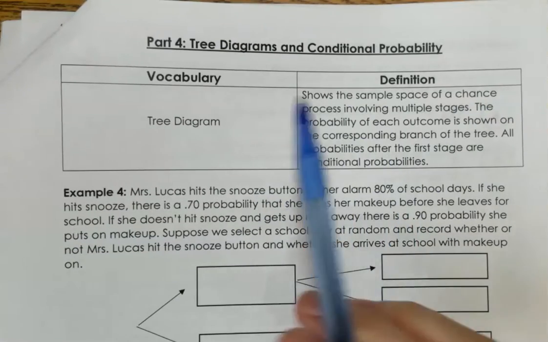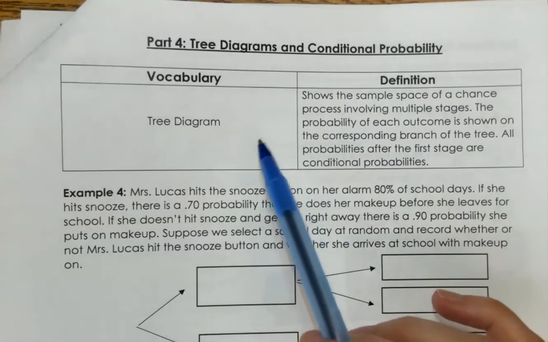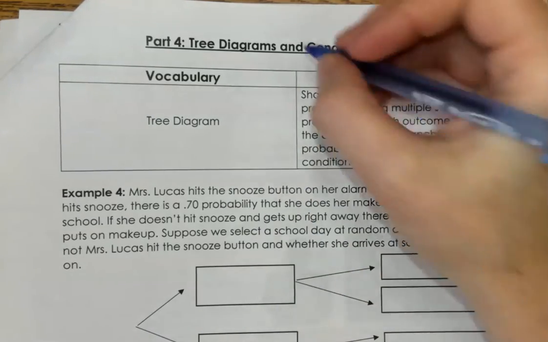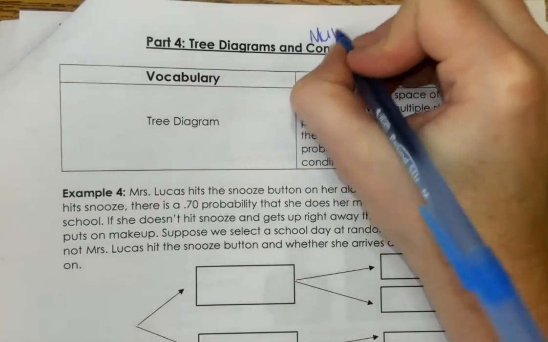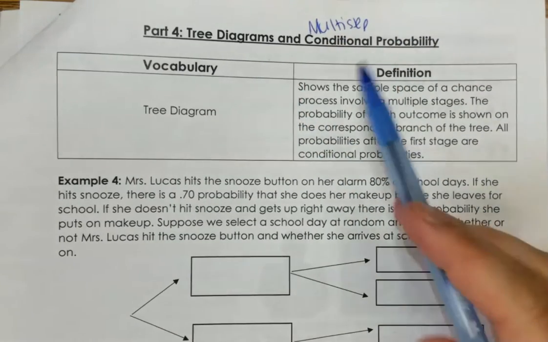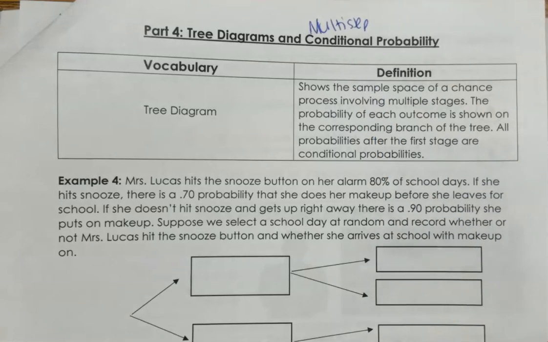All right, now we're dealing with the rest of the packet that we weren't able to get to in the live session, tree diagrams. So tree diagrams are used for multi-step conditional probability problems. So it's a conditional probability, but it's got more steps than what we're used to.